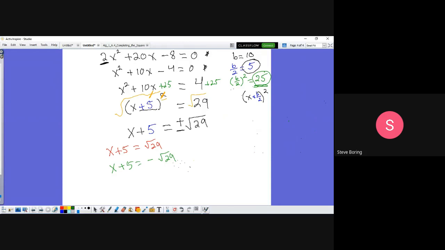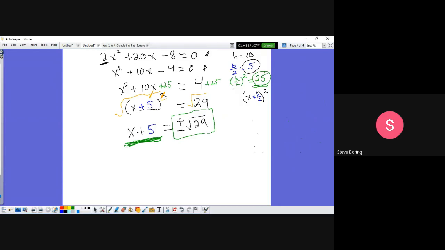However, to make this easier, since we're not going to get exact answers from these, we can actually write it all together. So since you can't simplify the square root of 29, it's not a perfect square, all you have to do is kind of ignore this part for now and just look at this part. If I were just solving this, x plus 5 equals something, to get x by itself, how would you do that?